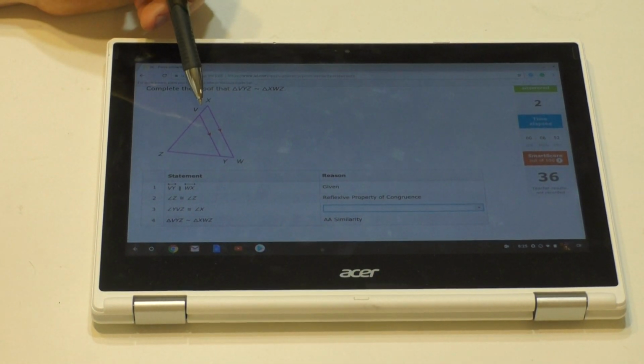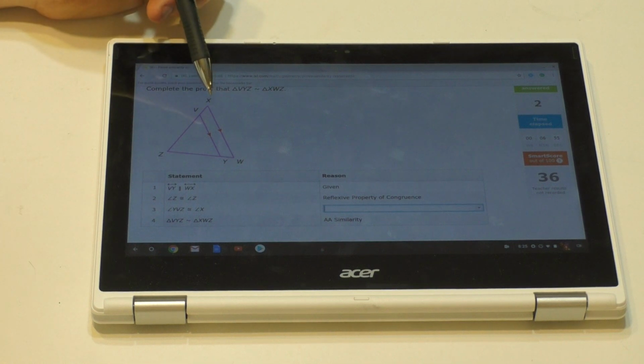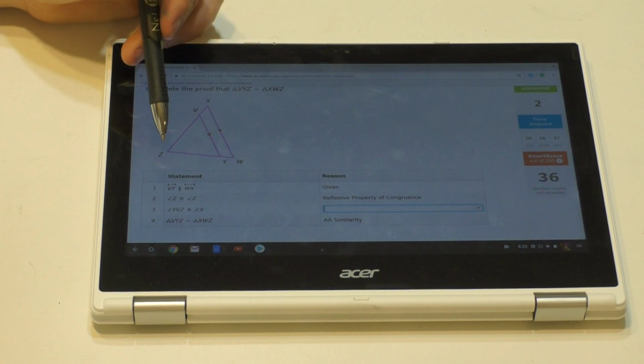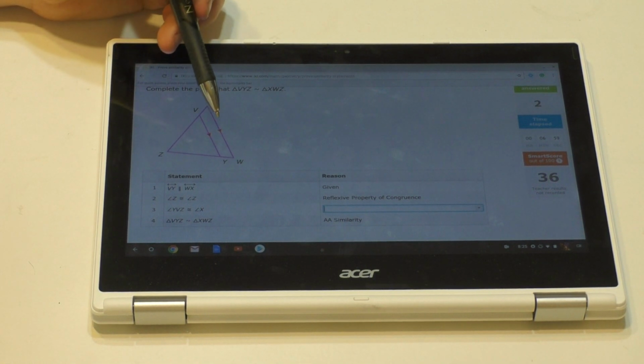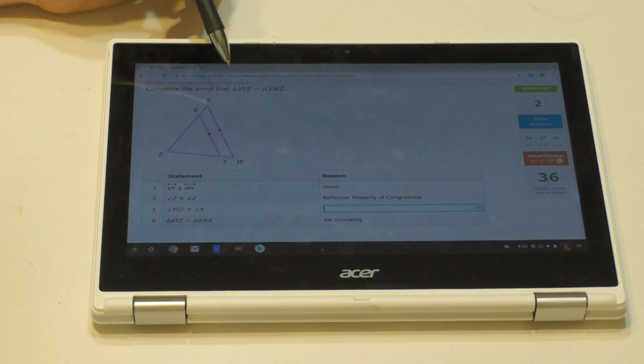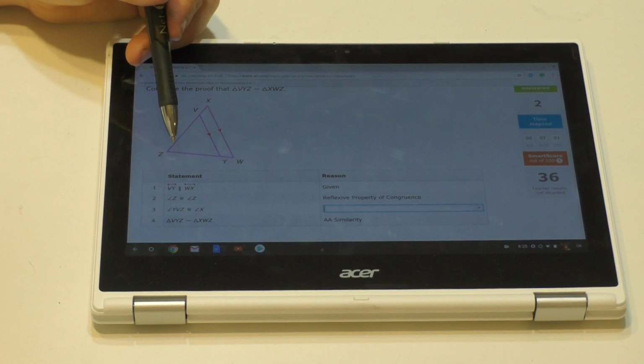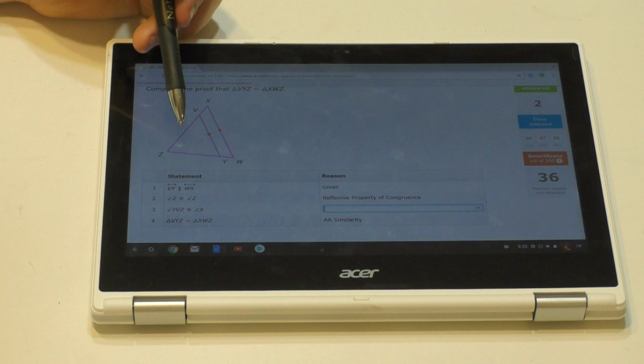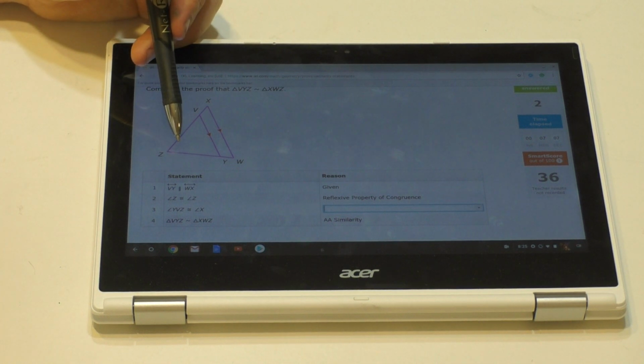So we have VYZ and XWZ, these two triangles right here. We're given that you have two parallel lines. We're given that Z is equal to Z. That's the reflexive property. It's just on top of itself.